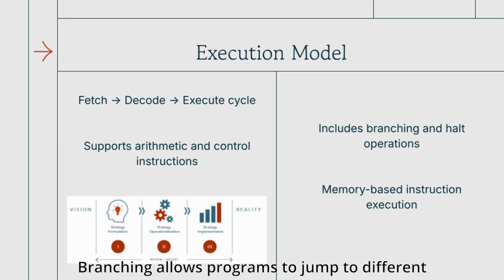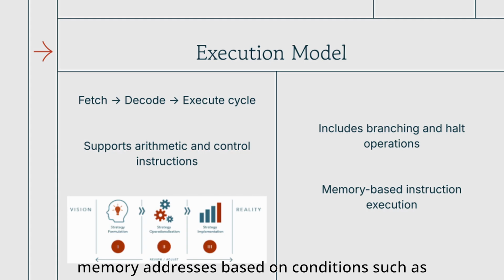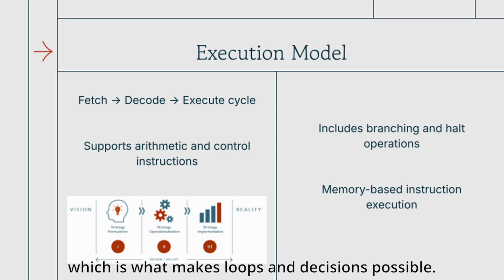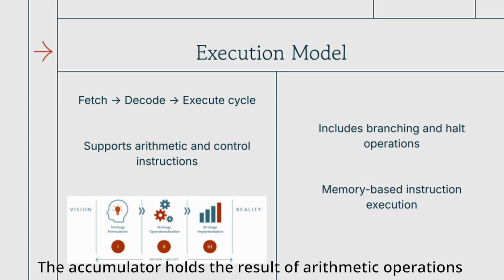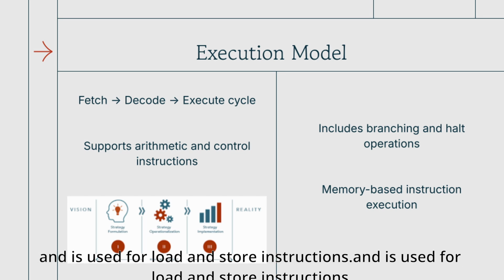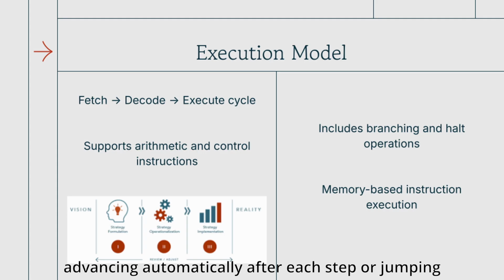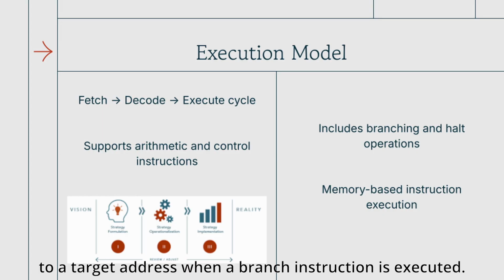Branching allows programs to jump to different memory addresses based on conditions such as whether the accumulator is negative or 0, which is what makes loops and decisions possible. The accumulator holds the result of arithmetic operations and is used for load and store instructions. The program counter tracks which instruction runs next, advancing automatically after each step, or jumping to a target address when a branch instruction is executed.